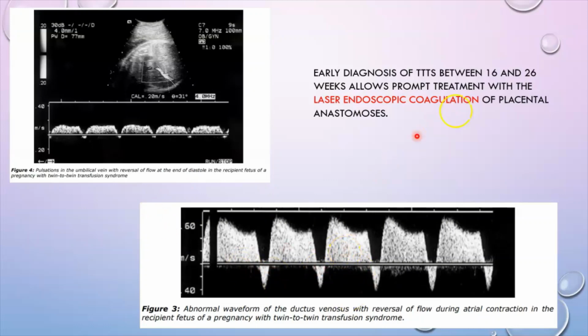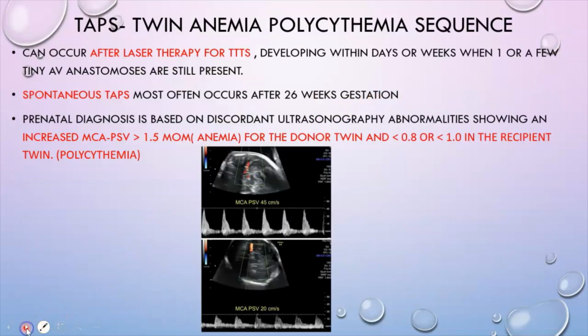If we diagnose this early, that is between 16 and 26 weeks, it allows us prompt treatment with laser endoscopic coagulation of the placental anastomosis.